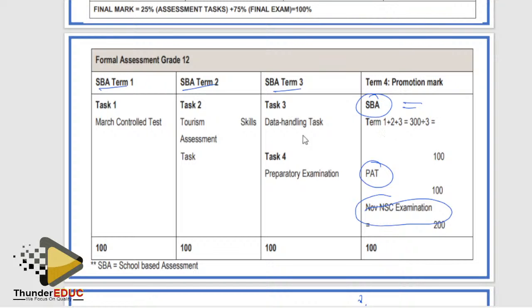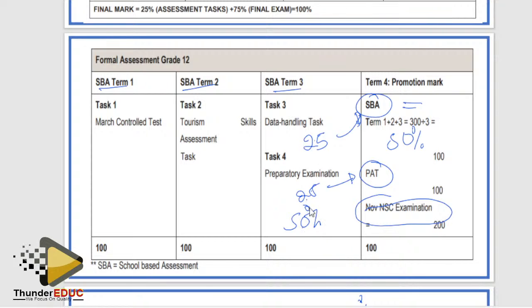The first thing is you convert 25 to SBA, 25 to PET, and then 25 plus 25, you get 50%. Now, what about the final exam? For example, tourism, for example, CAT, the papers you write, paper 1 and paper 2, we convert it into 50%. So that I add 50 plus 50.